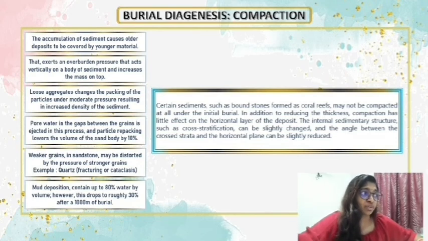Certain sediments, such as boundstones formed as coral reefs, may not be compacted at all under initial burial. In addition to reducing the thickness, compaction has little effect on the horizontal extent of the deposit. Internal sedimentary structures such as cross-stratification can be slightly changed, and the angle between the cross strata and the horizontal plane can be slightly reduced.